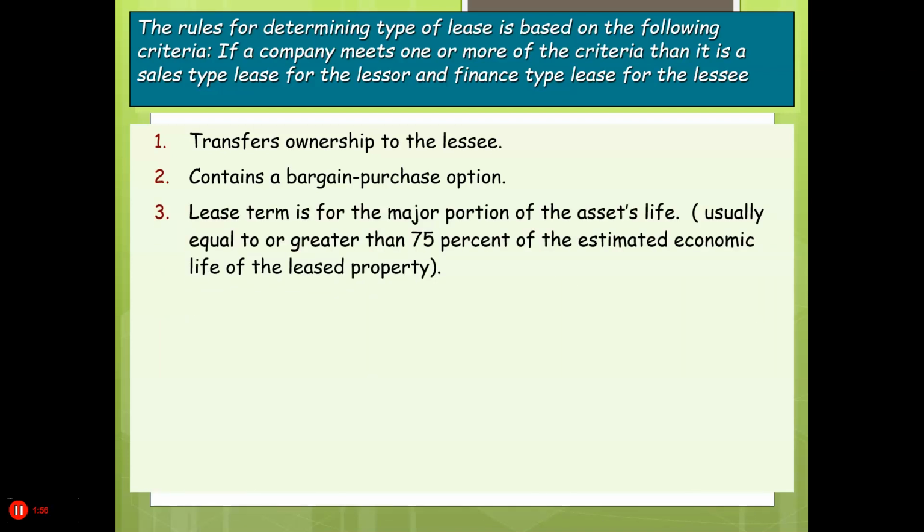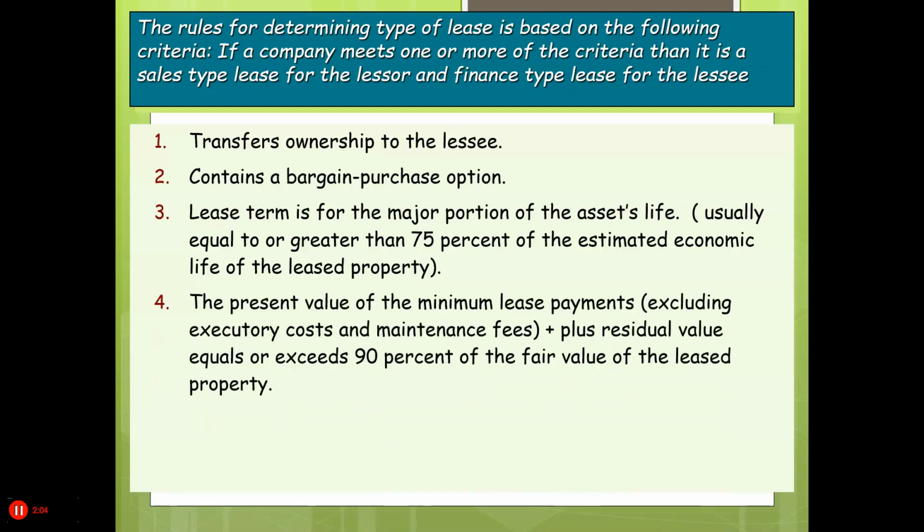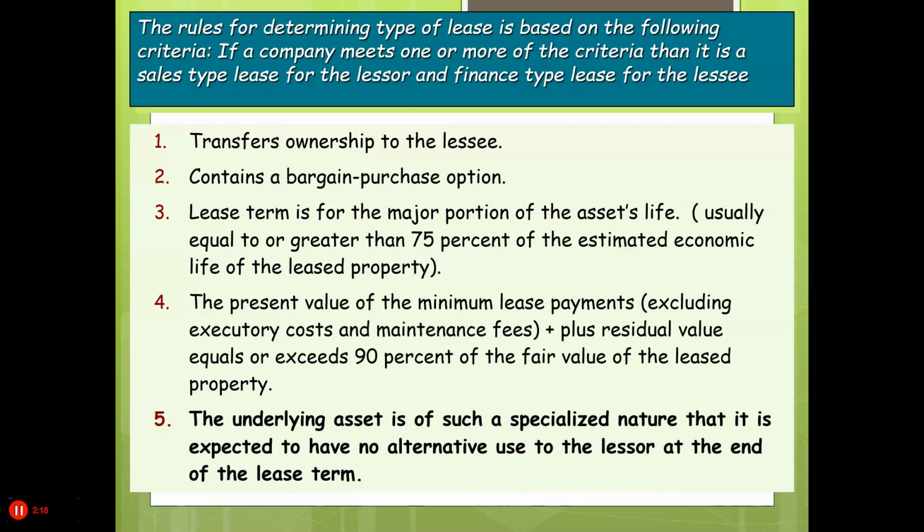The lease term is usually equal to or greater than 75% of the estimated economic life of the leased property. The present value of the minimum lease payments, excluding executory costs and maintenance fees, plus residual value, equals or exceeds 90% of the fair value of the leased property. The underlying asset is of such a specialized nature that it is expected to have no alternative use to the lessor at the end of the lease term. Now, let's take a look at an example and walk through our rules.